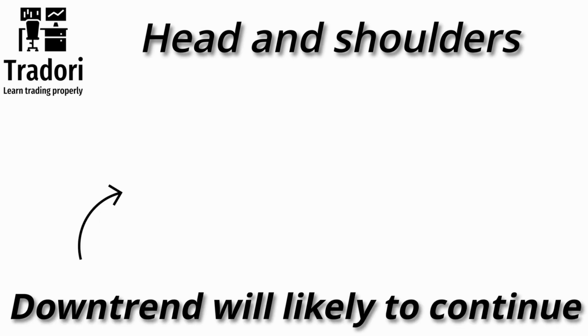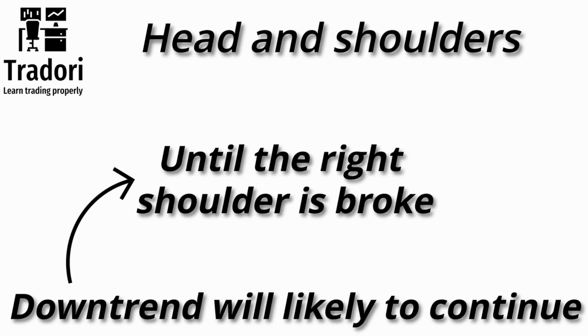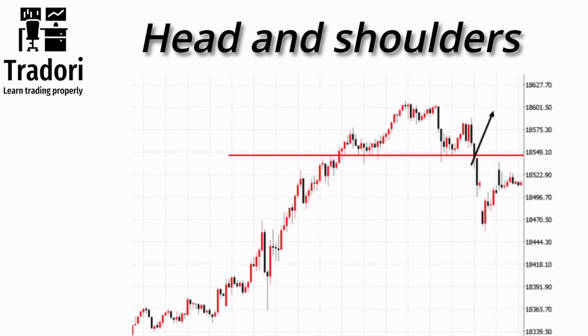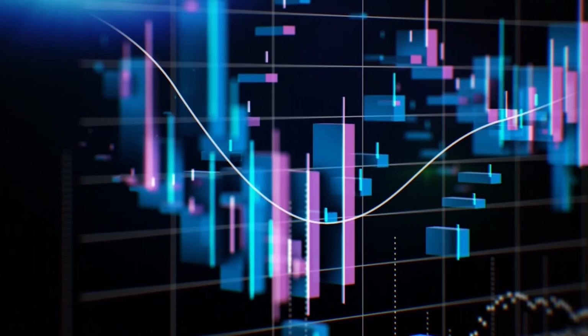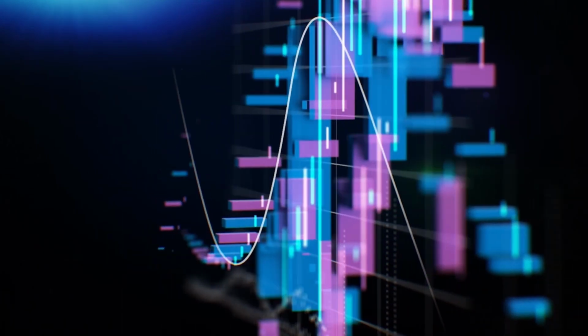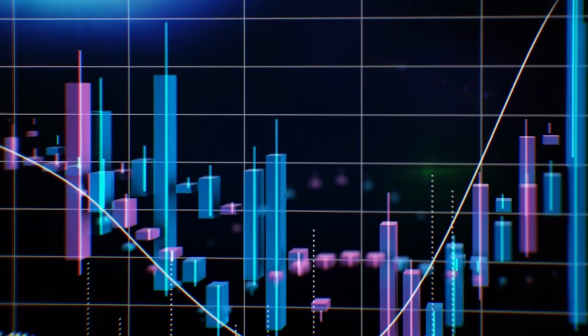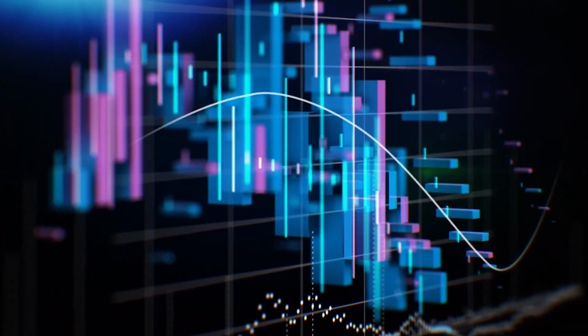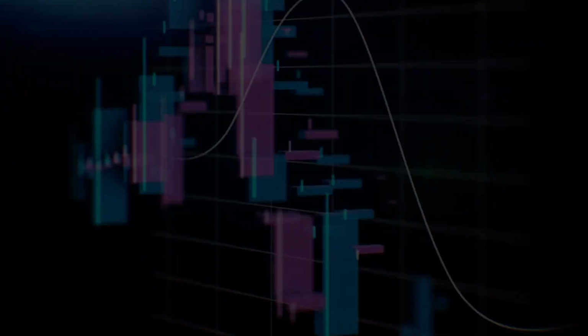The pattern also indicates that the new downtrend will likely continue until the right shoulder is broken, where prices move higher than the right peak. Even when the stock price breaches the neckline, it doesn't necessarily mean it will continue in that direction. You still need to consider a few more factors.